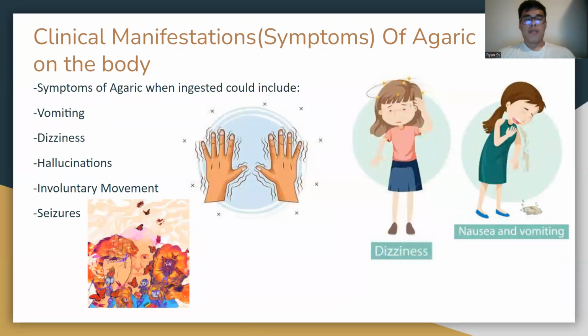Some of the main symptoms and clinical manifestations from agaric would be vomiting, dizziness, having hallucinations, of course, because it is a psychedelic mushroom, involuntary movement, and seizures. Those are the side effects that you can experience from this. And I will be explaining more about how it makes you nauseous and vomiting.